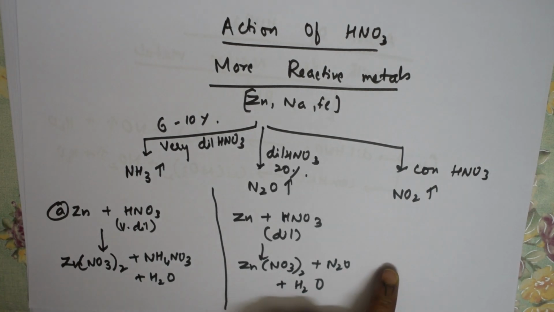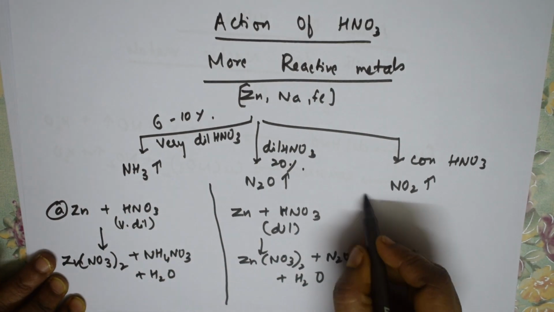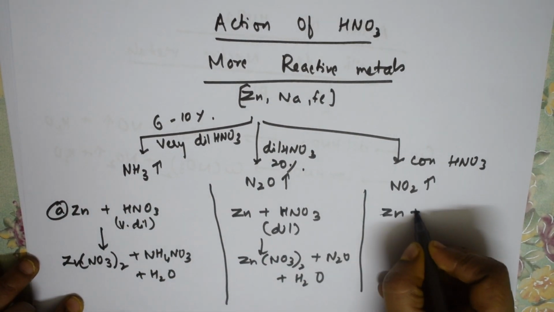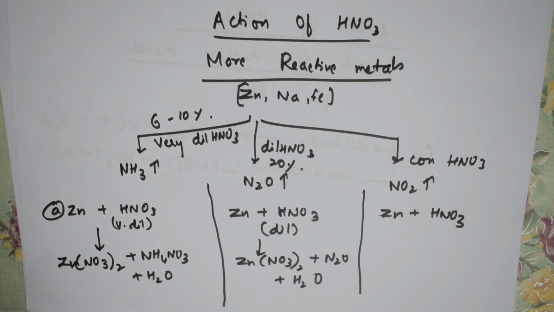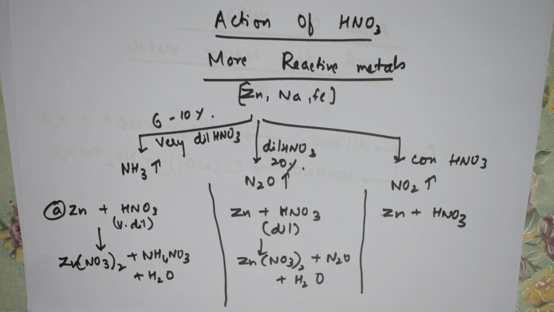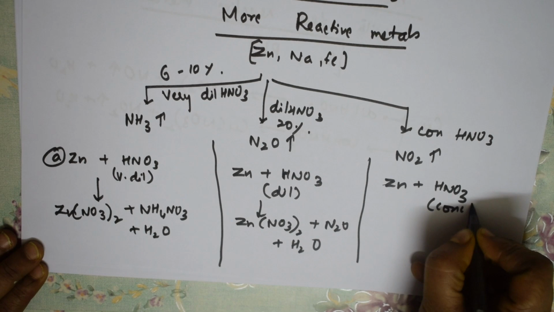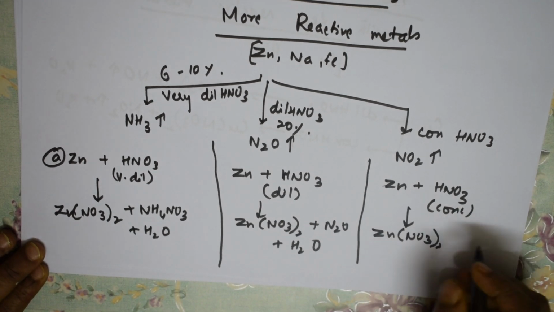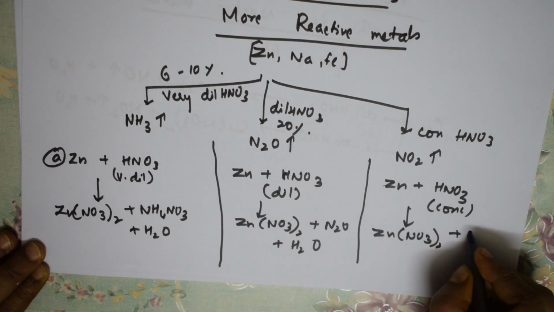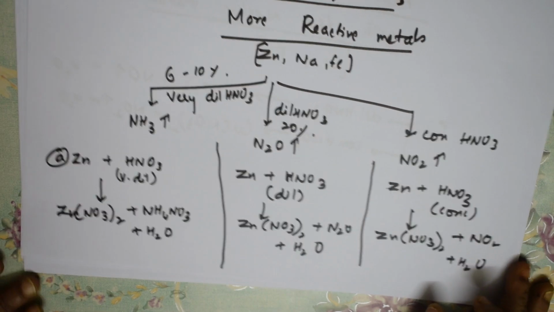Further, if I have to take concentrated HNO3, what did I say? This is almost 70%. Okay, 70% is more, no? So 70% zinc plus HNO3. Same thing again. Now I said it is zinc or metal nitrate. Metal nitrate is common. So here this is 70%. So first write zinc nitrate, done. What is it going to give? It's going to give nitrogen dioxide plus water. So this is the only difference in all the three.